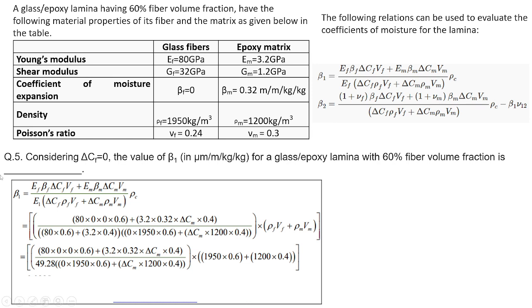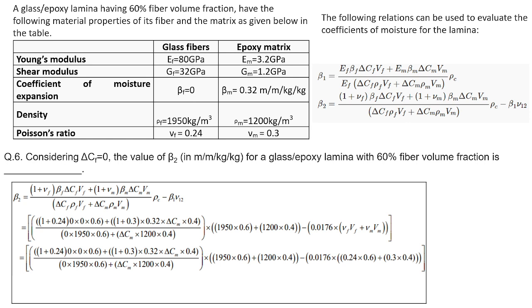So in this question, they ask to find the value of beta 1 for a glass epoxy lamina with 60% fiber volume fraction. So the first equation we will be using, by considering delta Cf equal to 0 and putting all the values that are given in this table, we can find the value of beta 1.